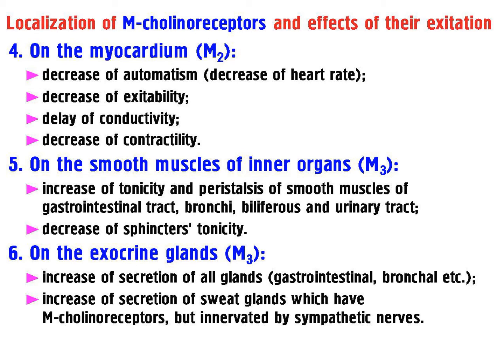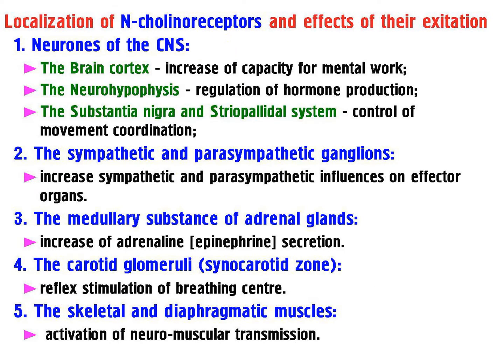Stimulation of M3 receptors also increases secretion of exocrine glands, such as gastrointestinal glands in the stomach, in the intestine, bronchial glands, salivary glands, and so on. Also, stimulation of these receptors increases secretion of sweat glands, which are actually innervated by sympathetic nerves, but which have M cholinergic receptors on the surface of these cells.